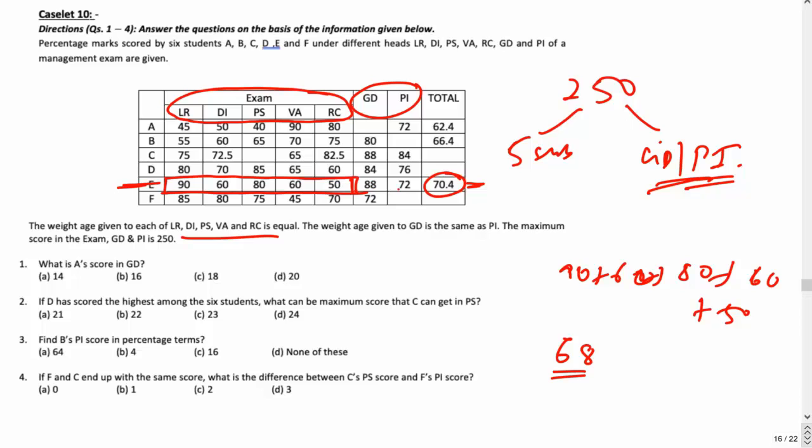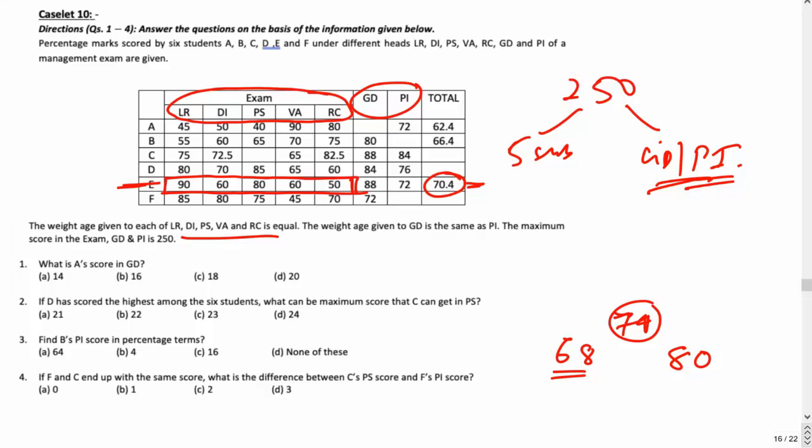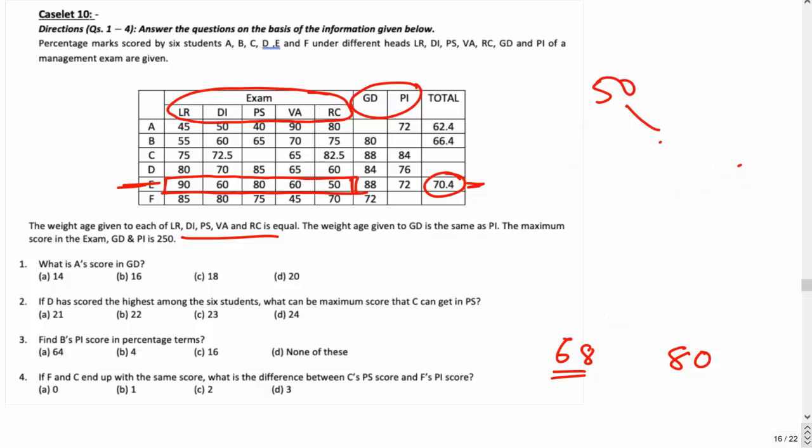In GD and PI, your overall average is 88 plus 72 by 2, which means it will be 80. With 68 and 80, the average should have been 74 if it were equally weighted. But since it is not equally weighted, the overall average they are telling us is 70.4. So we can quickly apply the alligation principle and see what the weightage is to find out the total marks. So 68 and 80, how many subjects? 5 subjects.